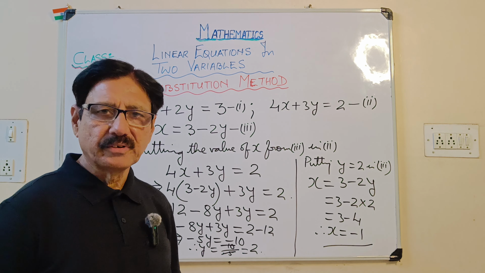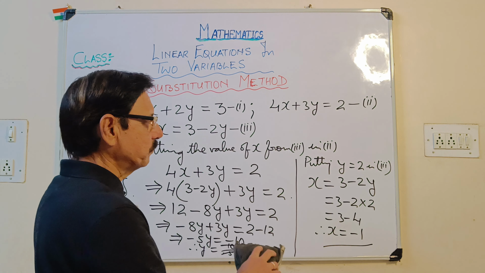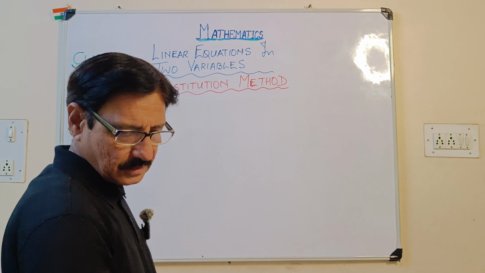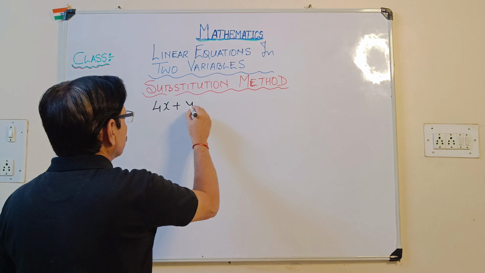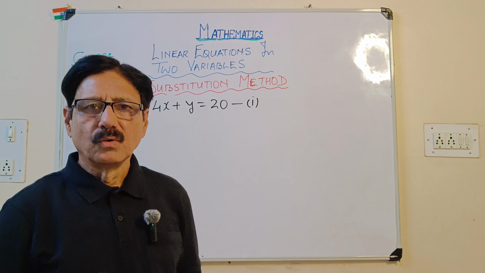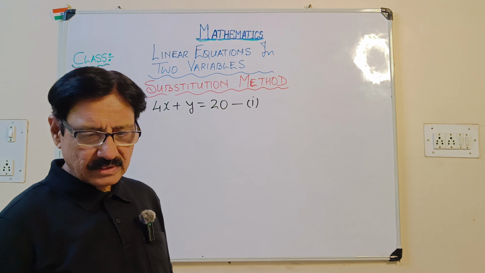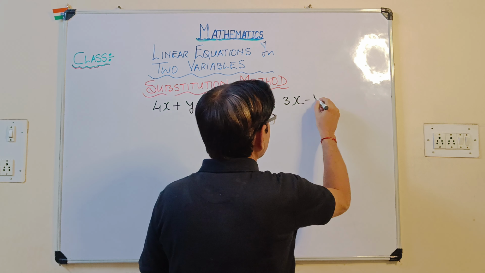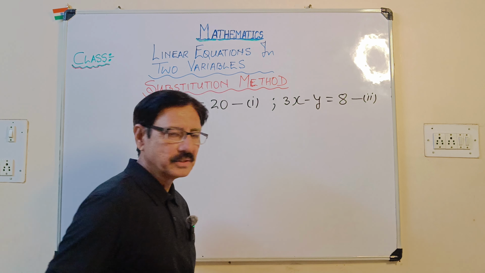Now one more example we will take, and then it will be more clear to you. Now this time the value of y we will put in the other one. Now see, first I am taking 4x plus y is equals to 20. This I can consider as the first equation in two variables, and second one 3x minus y is equals to 8. This is the second equation.